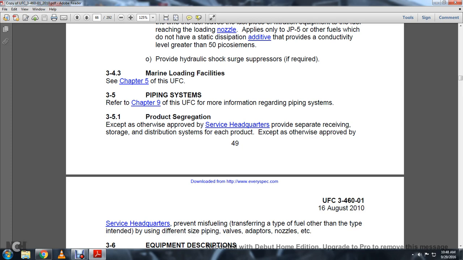3.5.6.1 Product segregation. Except as otherwise approved by the service headquarters, provide a separate receiving, storage, and distribution system for each of the products. Except as otherwise approved by the service headquarters, prevent misfueling, the transfer of a type of fuel other than the type intended for use, by using different sizes of pipe, valves, adapters, nozzles, etc.